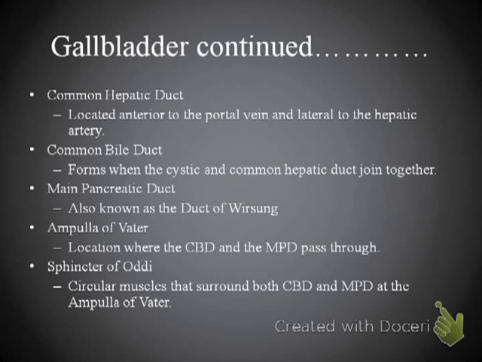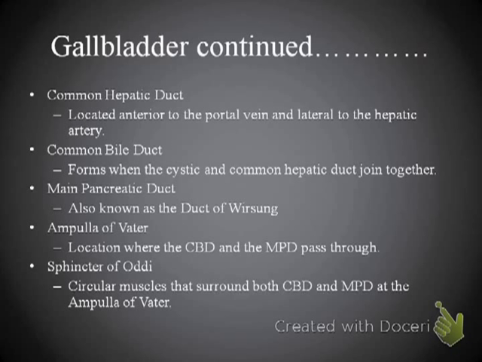So we have the common hepatic duct, which as we saw comes from the liver, and it's located anterior to the portal vein and lateral to the hepatic artery. We also have the common bile duct, which is the formation of both the cystic and common hepatic ducts. It's when they join together.